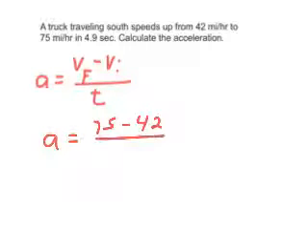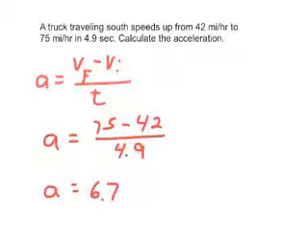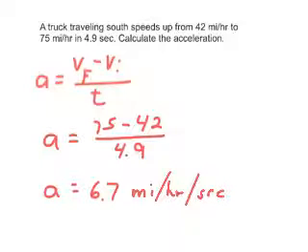Minus 42 miles per hour over 4.9 seconds. So if you do the math here, 75 minus 42 is 33 divided by the 4.9, and that's 6.7, but it's not meters per second squared. This maybe gives you a little bit more insight into what acceleration is. This is the average acceleration here, miles per hour per second. In other words, this truck is gaining 6.7 miles per hour each second's worth of time.